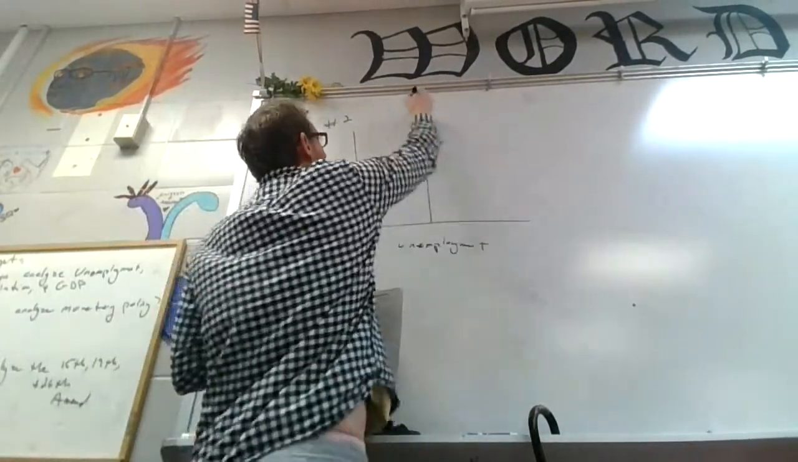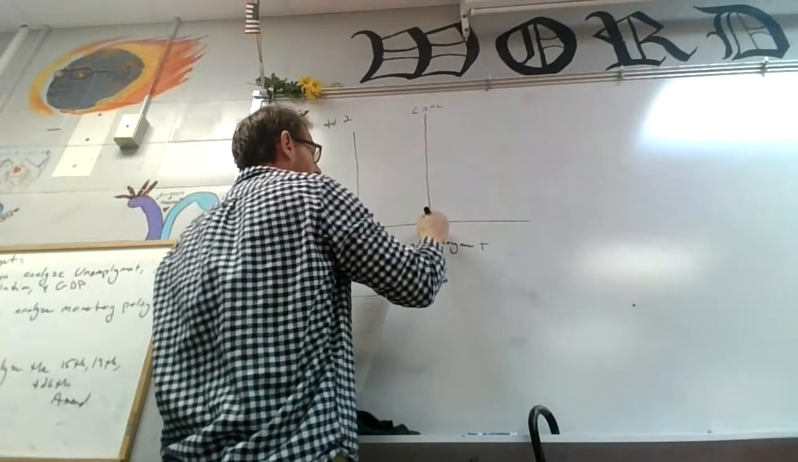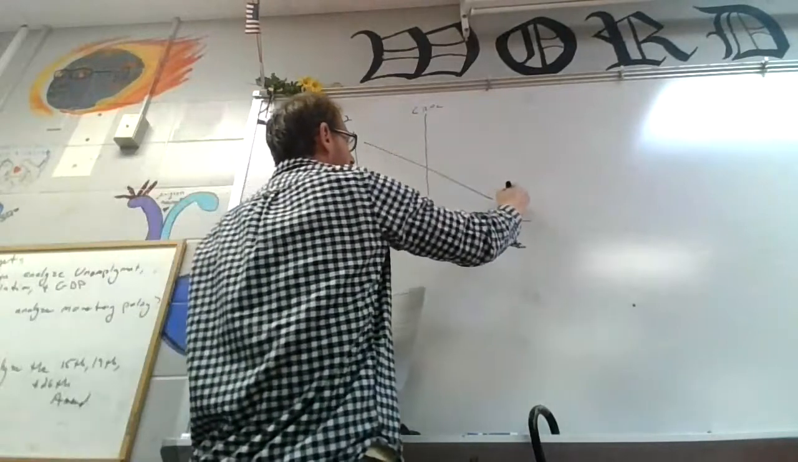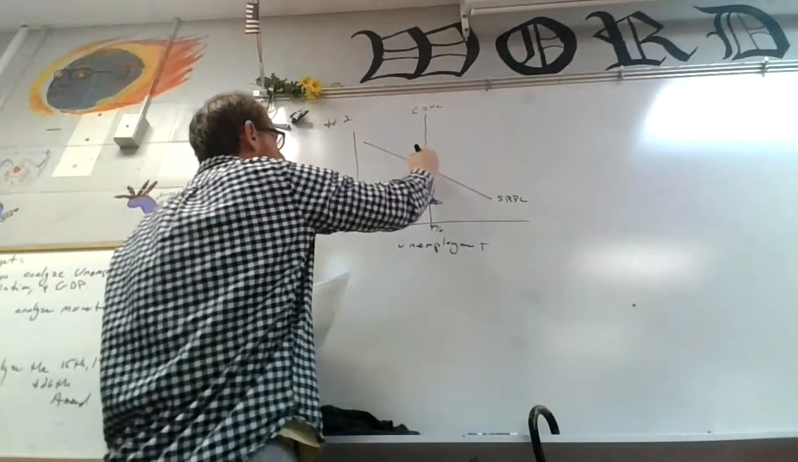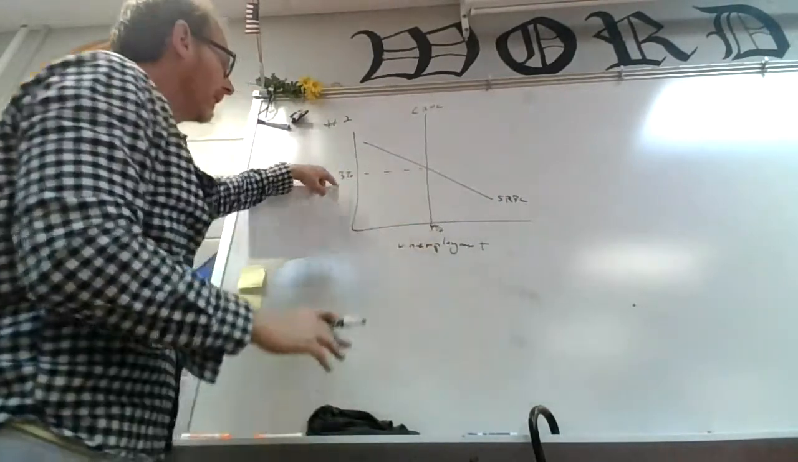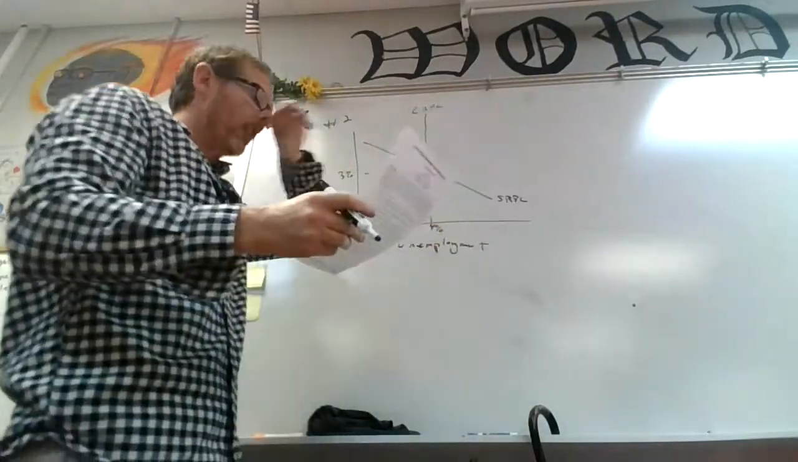You've got the long run Phillips curve here, and this would be 4% unemployment because they said the natural rate is 4%. And then you've got the short run Phillips curve, right? And this would be 3% and 4%. That's where they're telling you this is the expected rate of inflation and this is the natural rate of unemployment. So this is where we are.